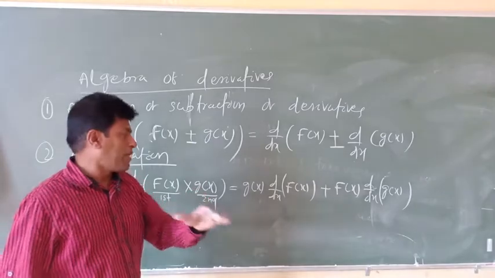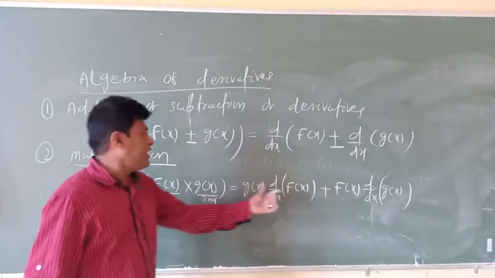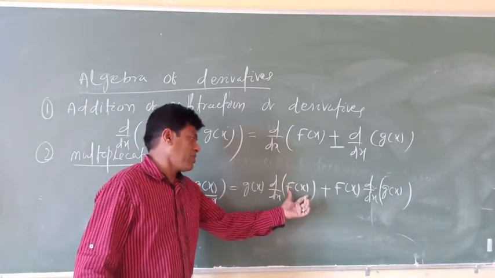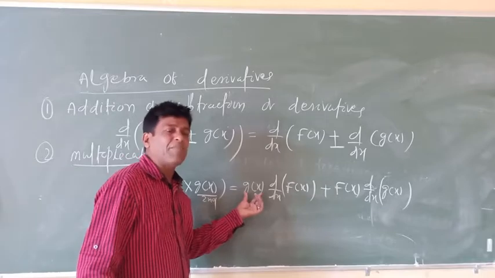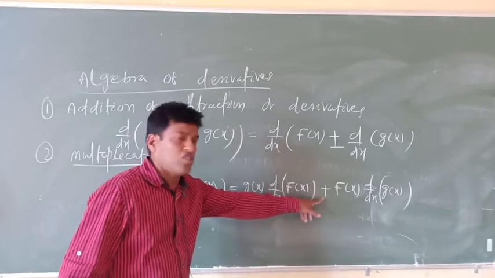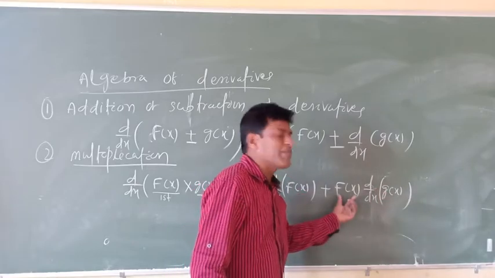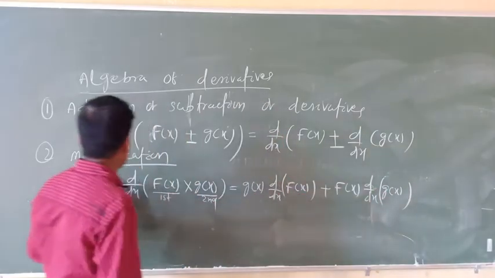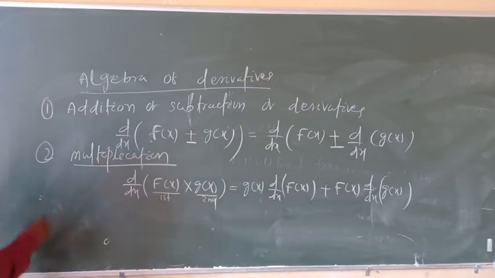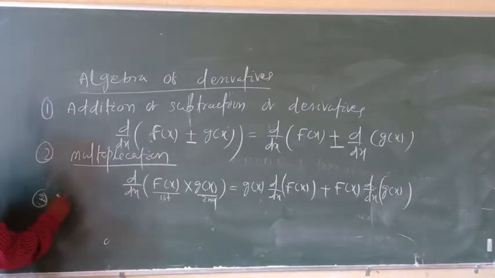Here remember, when you differentiate the first function, the second function is constant, plus the symbol used is plus. When you differentiate the second function, the first function is constant. That is called multiplication. At last the condition is division.